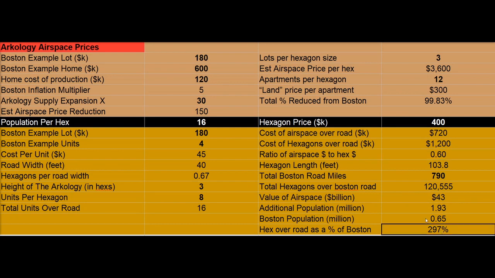So really fascinating math. This just shows how wasteful roads and the airspace over roads are. I hope you learned a bit about this new math. A single arcology innovation is more powerful than 1,000 stupid innovations by politicians that don't work.